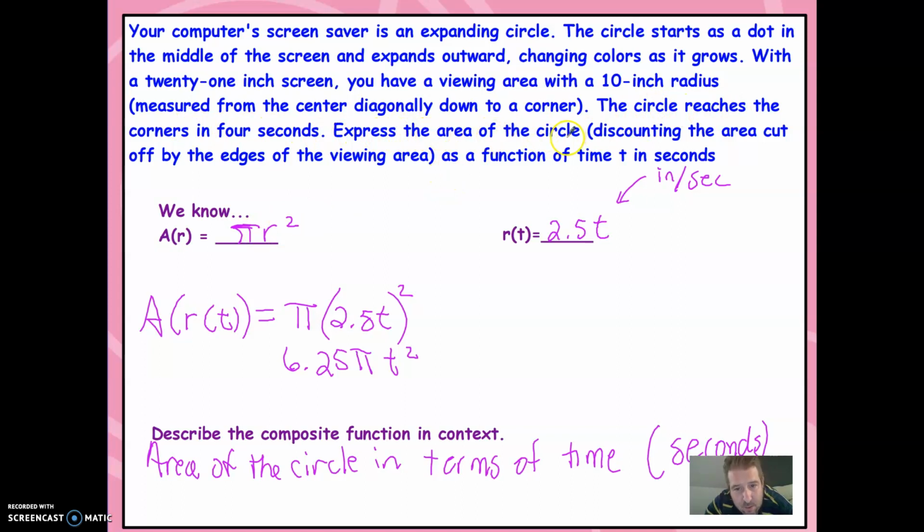Express the area of the circle, which is pi times radius squared, discounting the edges of the viewing area, as a function of time in t seconds. So A of r of t. If we take this and plug it in for r, we get pi times 2.5 t per second, squared. Then we solve it. We square everything on the inside, multiply it by pi, and you get this answer. This describes the composition function in context that represents the area of the circle in terms of time.